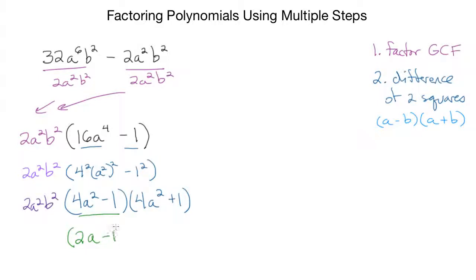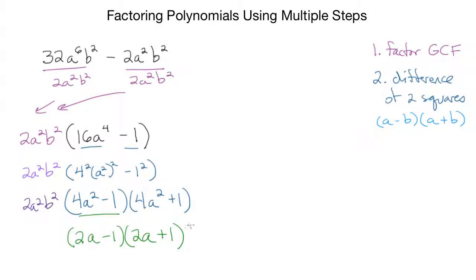2a minus 1 times 2a plus 1. Right? 2a times 2a gives me 4a squared. It's a negative and a plus, so my middle terms cancel. Negative 1 times positive 1 gives me the negative 1 right there. So yeah, it factors. We actually have to use this difference of two squares twice, which is why I wanted to go over this example with you guys.